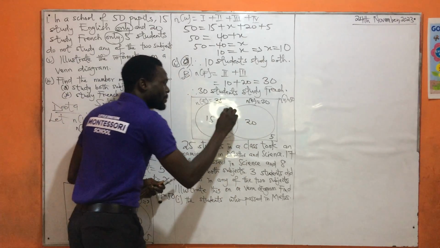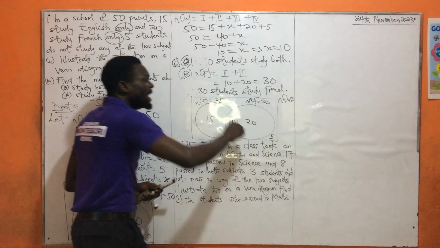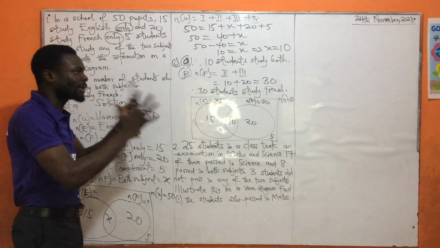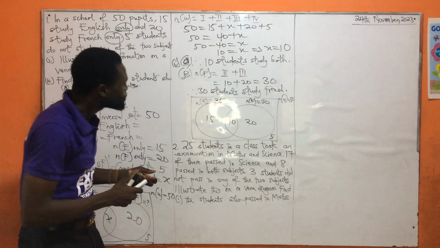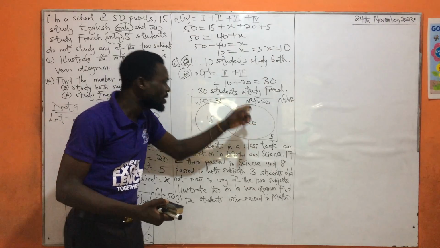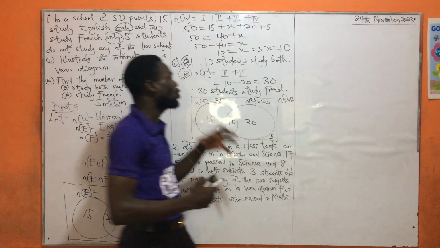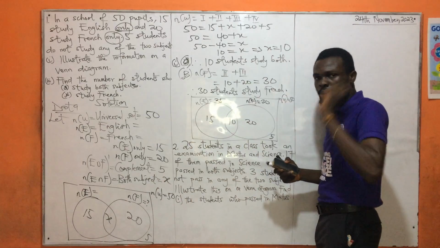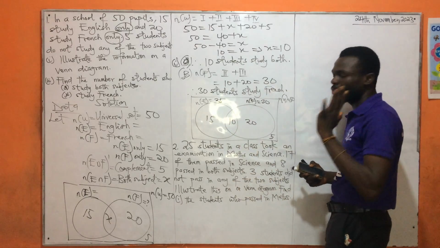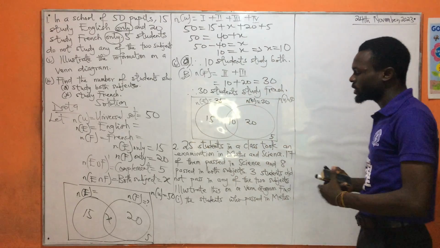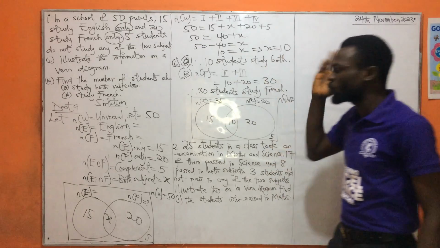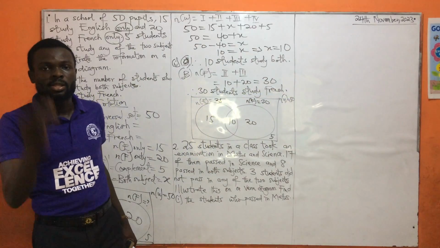Now let's add this plus this plus this plus this. If we add and we get 50, then it means our workings are correct, or our solution is correct. So here, if I add this to this, I'm getting 20, 30, 40, 50. So most of the times, if you want to prove that what you've done is correct, just redraw your diagram, insert the numbers without the variable, and add the regions to get what you have as the universal set. And this is what is called the two-set problem.